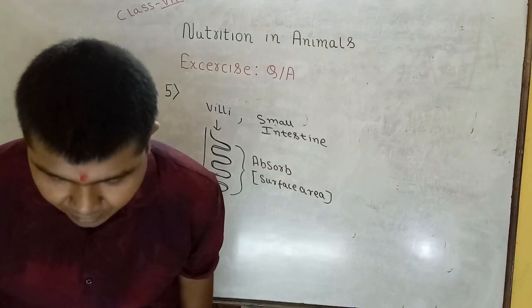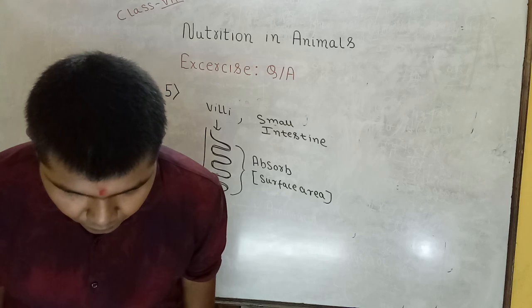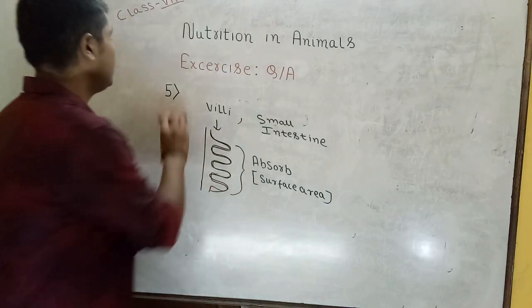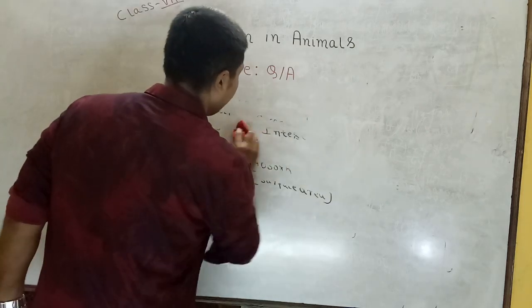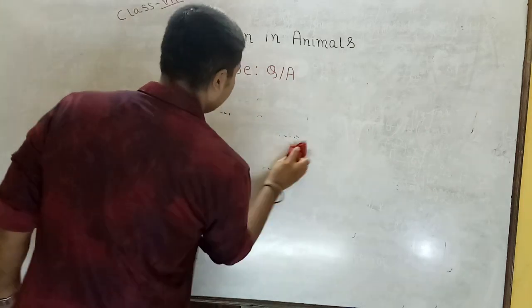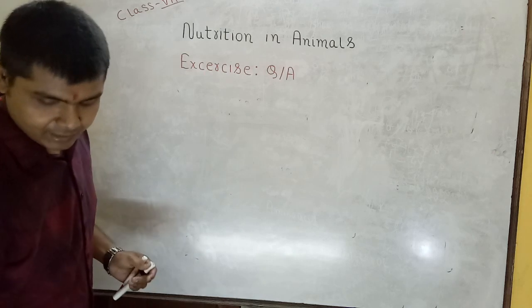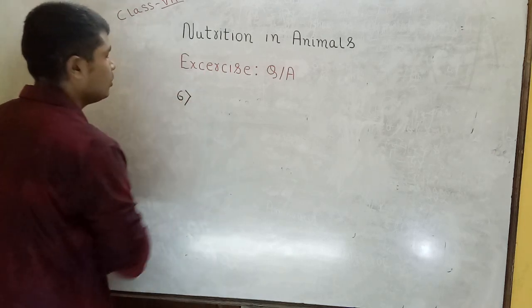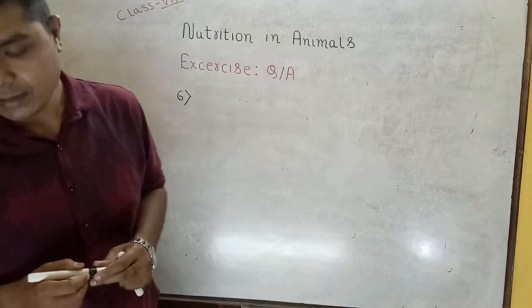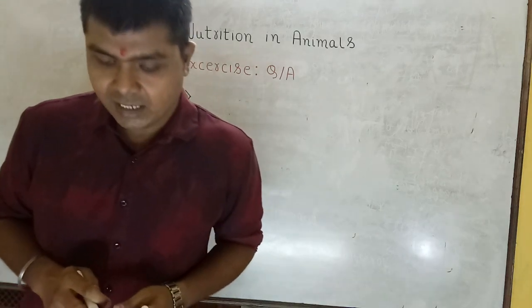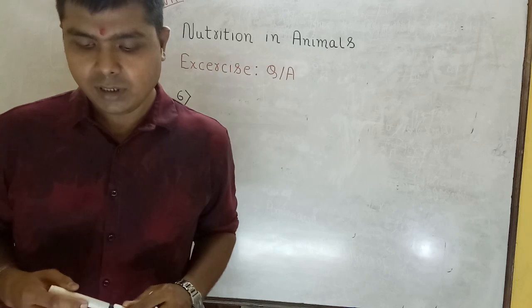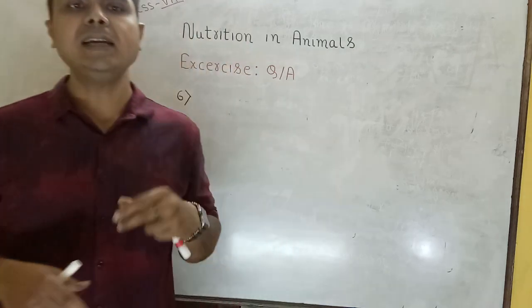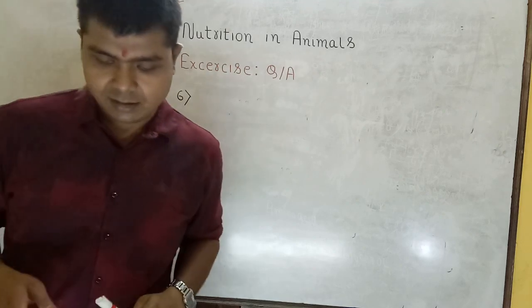What is bile? Where is bile produced? Which component of food does it help to digest? Question number 6 consists of bile. So bile is produced by liver, and it helps in the digestion of fat. So bile is produced in the liver and it helps in the digestion of fats.